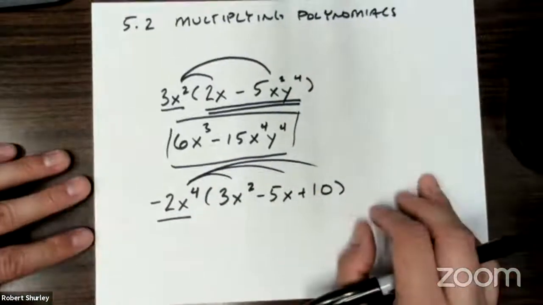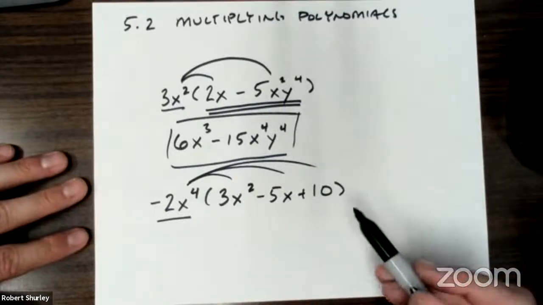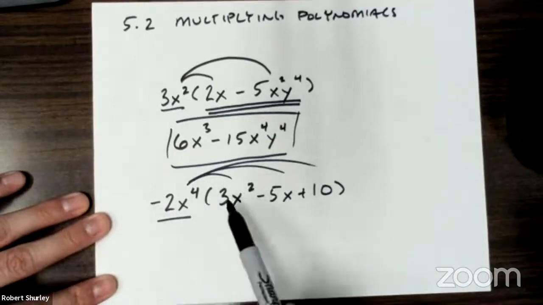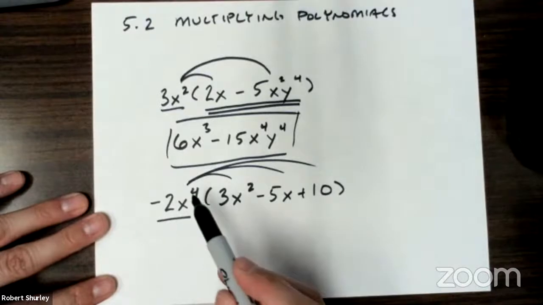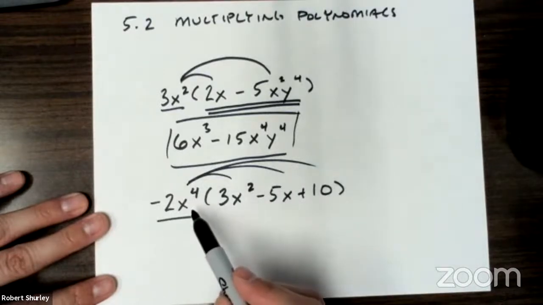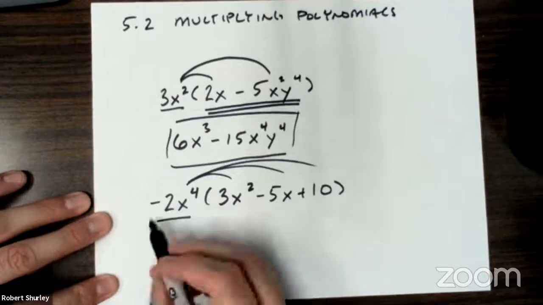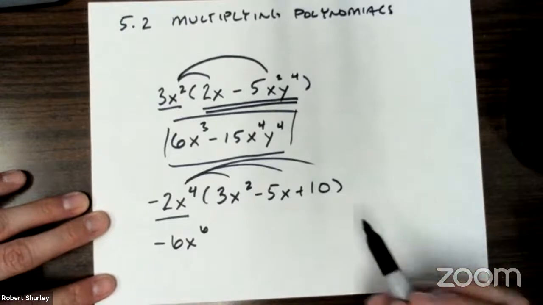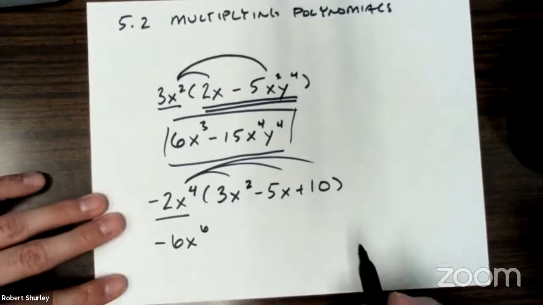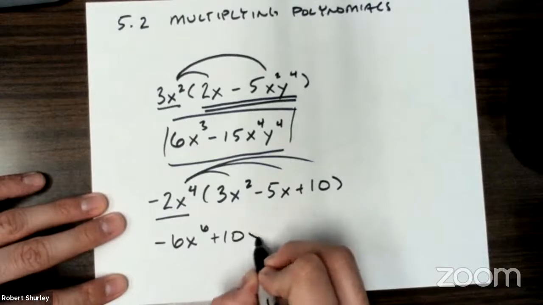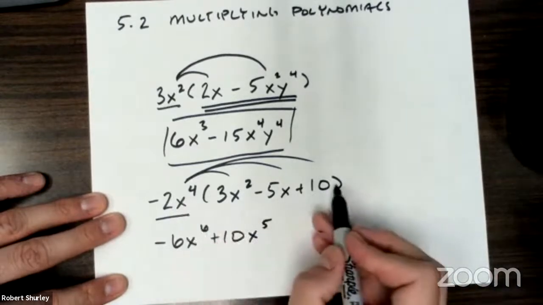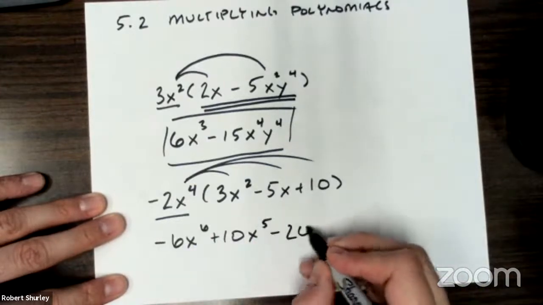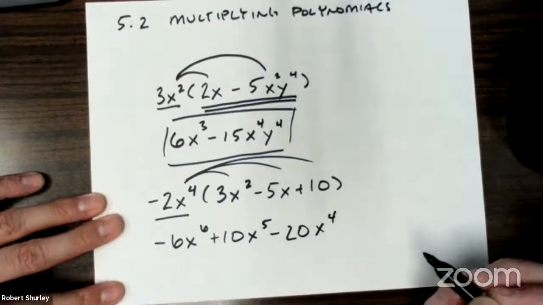I do like drawing the little lines in. It just reminds me to do that. Look, the most common mistake, of course, is going to be multiplying just the first terms together and not distributing this monomial all the way through. So negative 2x to the fourth times 3x squared, that's going to be negative 6x to the sixth, right? X to the fourth times x squared is just x to the sixth. Negative 2x to the fourth times negative 5x, that's going to be positive 10x to the fifth. And then lastly, the constant, well, there's no x to multiply by, but you do have to multiply the 10 and the negative 2 together. So you get negative 20x to the fourth.